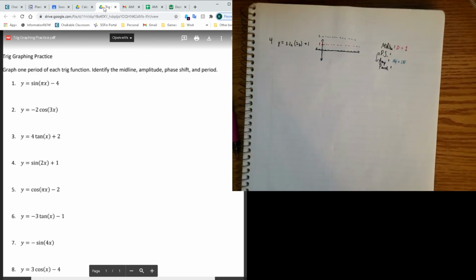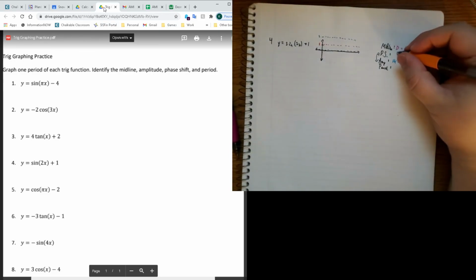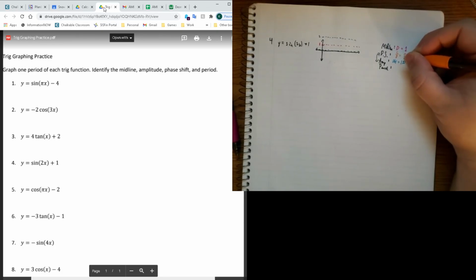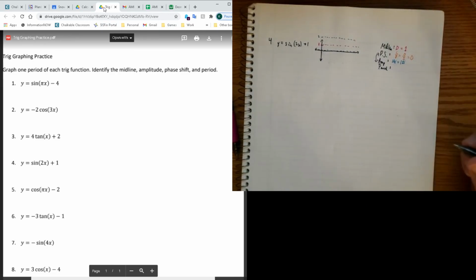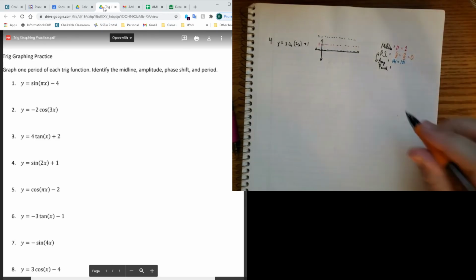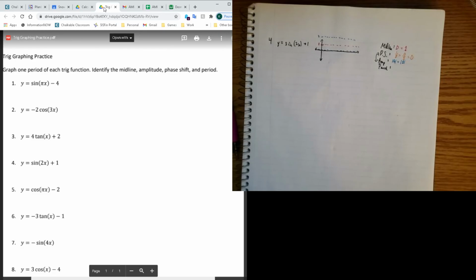Alright. Phase shift is the value left or right. It depends on C, in this case my C value over B. Again, for all these, it will likely be 0, because the phase shift is the hardest part, and we're going to do that in class. So this tells me that my first dot needs to go in a very specific spot.